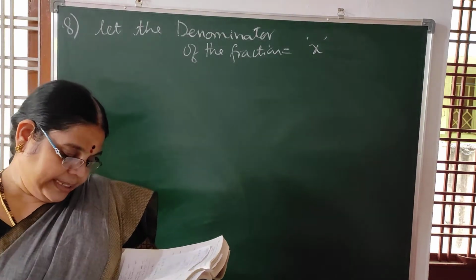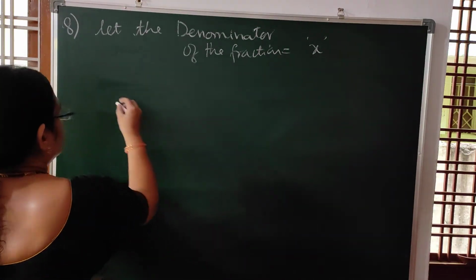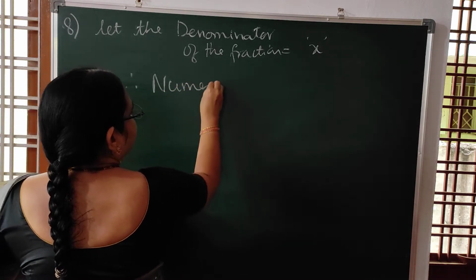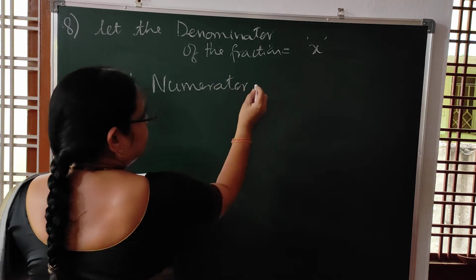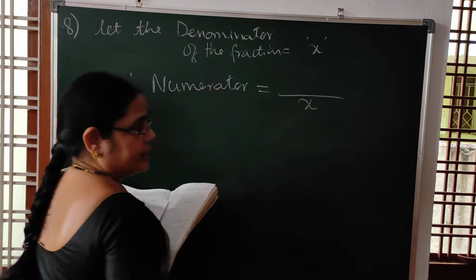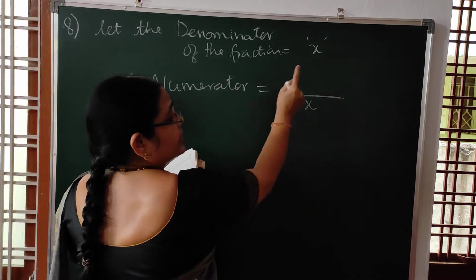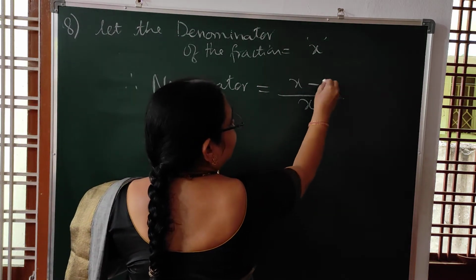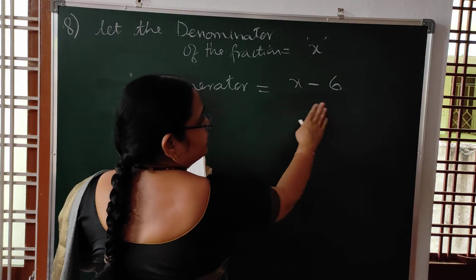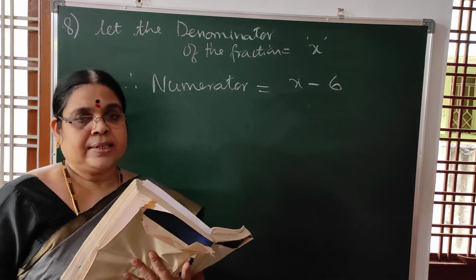Then how is the numerator here? The numerator is 6 less than the denominator. So the numerator becomes what? Denominator is x. Numerator is 6 less than the denominator. So this becomes x minus 6. This is for understanding I wrote. Numerator becomes x minus 6.